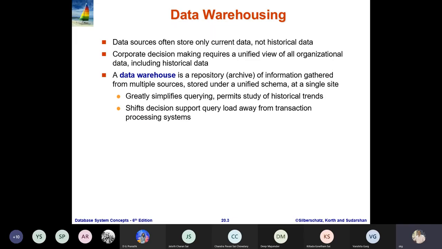What we see, if we look at the data warehouse, is that data sources often store only current data, like normal data. Basically whatever the data is at present. Whenever you are querying something, it is the current data, not the historical data per se, not data with different timestamps.